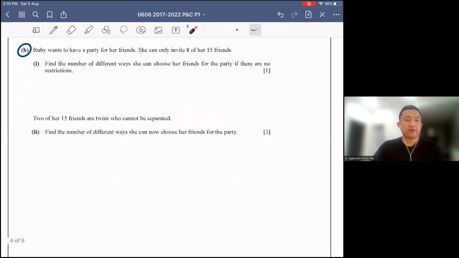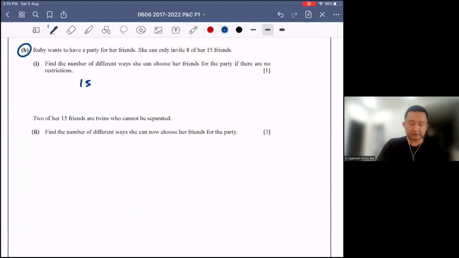Luby wants to have a party with her friends. She invites 8 of her friends. No restriction. So out of 15, you need 8. I don't think I need to discuss it. It's 15C8. Okay? You figure out the answer. What we're going to discuss is this one.